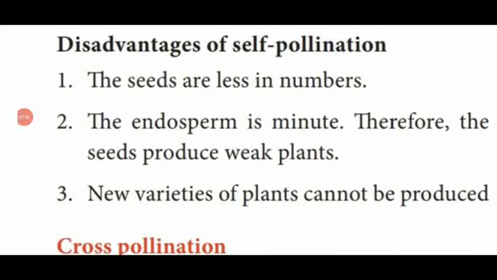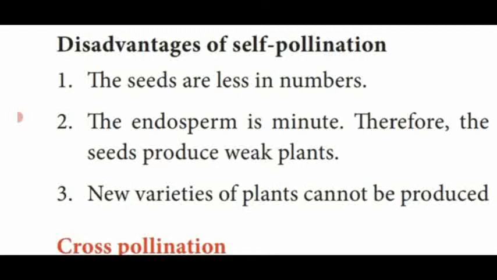The next one is the disadvantage of self-pollination. First we have seen the advantages of self-pollination. What are they? It takes place in the bisexual flower. No need of an external agent. No wastage of pollen grains. Now see the disadvantages. The seeds produced by self-pollination are very few in number. Then the endosperm present inside the seed is also very small or minute. So they produce weak-stemmed plants.